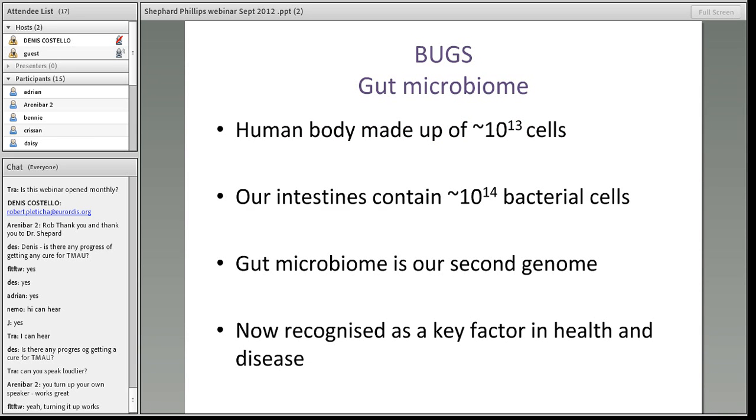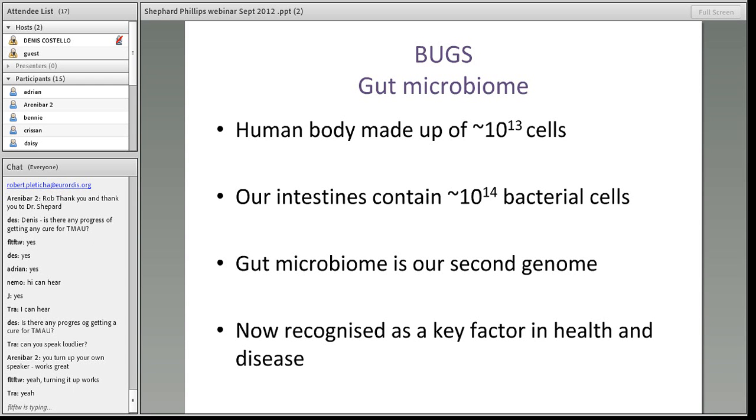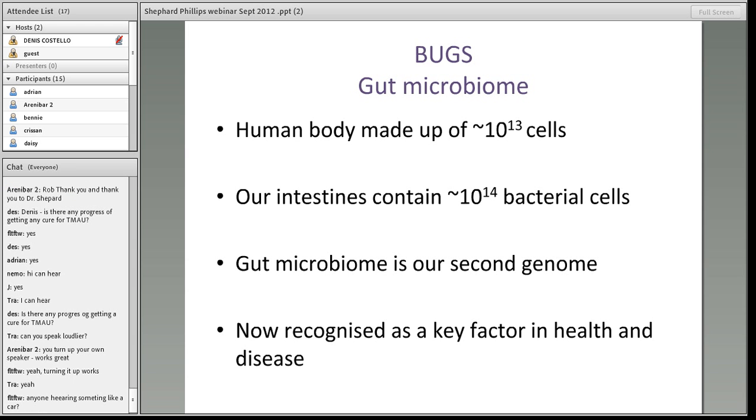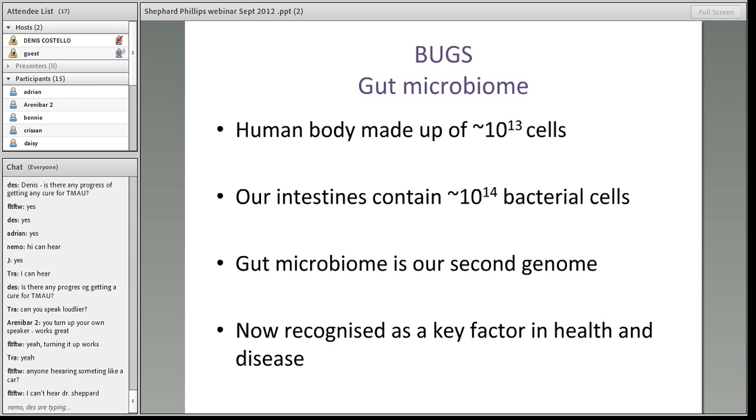Could I have the next slide, please? So what I'd like to do here is to introduce you to the concept of bugs and the gut microbiome. If we simply look at the number of cells that make up the human body, we have a lot of cells, about 10 to the 13 cells. But our intestines contain at least 10 to the 14 bacterial cells. We don't really know how many bacterial cells there are. We just know there are 10 times more bacterial cells in our body than actually make up the human body. So if you think about it, actually we're more bacteria than human. But the mass of the bacterial cells is smaller than our mass.